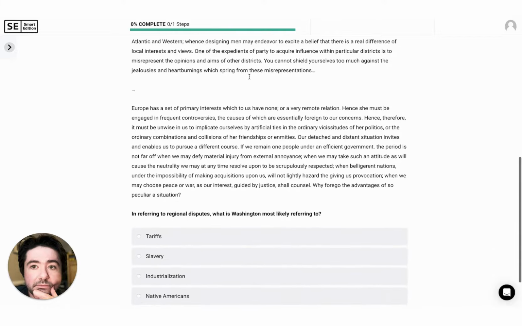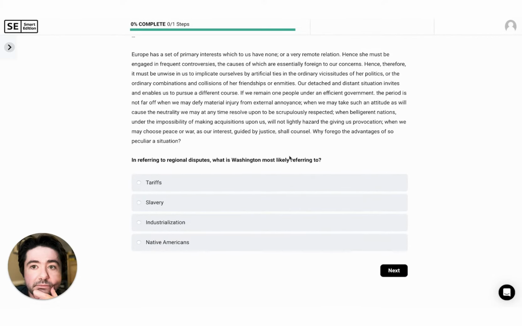We're jumping right down to that question. In referring to regional disputes, what is Washington most likely referring to? Tariffs, slavery, industrialization, or Native Americans? He is referring to slavery. The be-all, end-all regional dispute between the North and South that would lead to the Civil War in 1861.